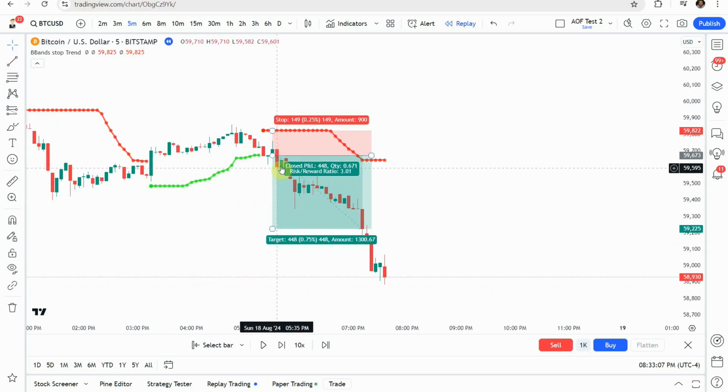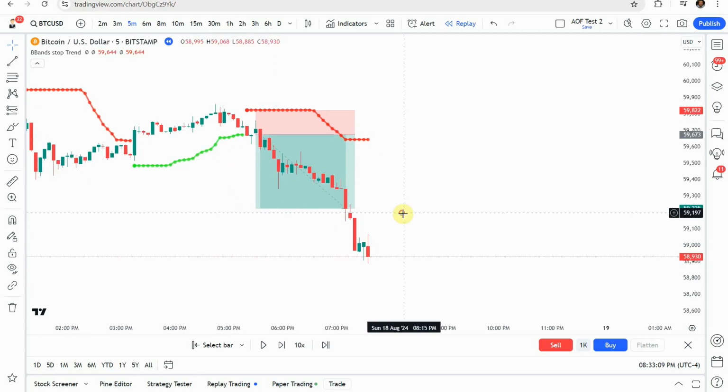Alright, we make a really nice dive to the downside, getting us to our take profit once again. Alright, so that puts us at the end of the testing right there.